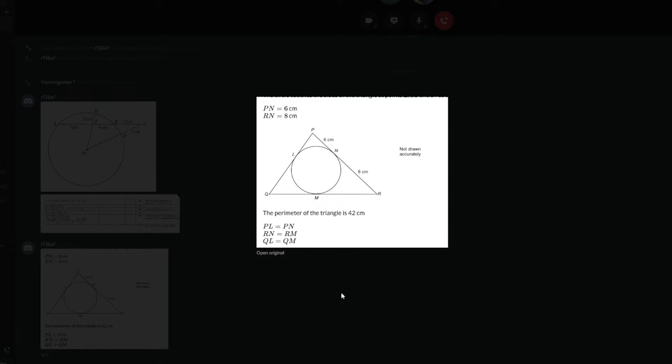So root 12x plus 6 equals 2 root 33. Then 12x plus 6 equals 4 times 33, which is 132. Take 6, you get 12x equals 126. X equals 126 over 12, which is equal to 10.5. See? Not that hard. It's wrong.